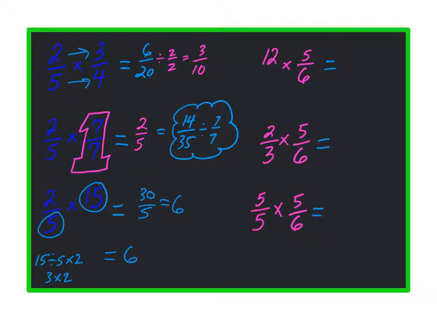Okay, for 12 times 5/6, you can multiply straight across, or like we did down here, you could divide and then times it by the numerator. I'm just going to multiply straight across. We get 60 over 6, which gives me 10. Next, I have 2/3 times 5/6. If I multiply straight across, I get 10/18, which I can simplify by dividing top and bottom by 2 and get 5/9. And the last one here, I have 5/5 times 5 over 6.